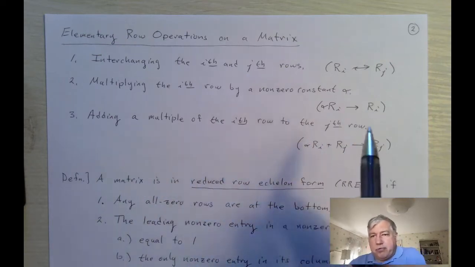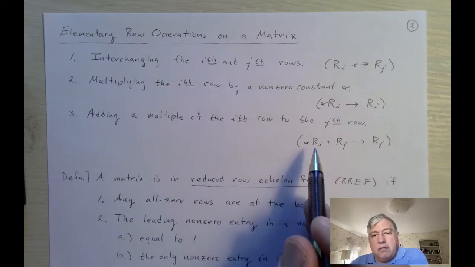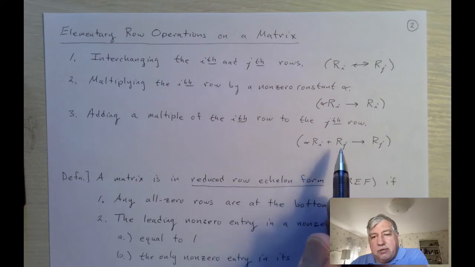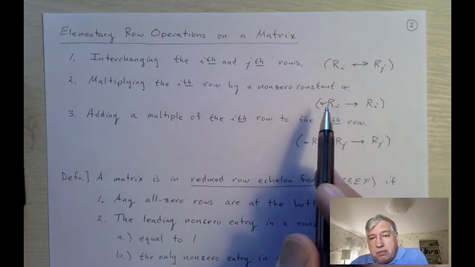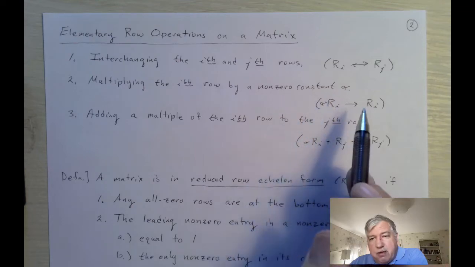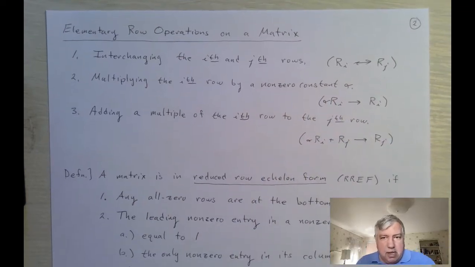So what this would read is we're multiplying the ith row by alpha and adding it to the jth row, and that's becoming the new jth row. Okay, this means this is now the new ith row, and so on. That's how we denote this. And these just correspond to the operations on the equations, which didn't change the solution of the system.